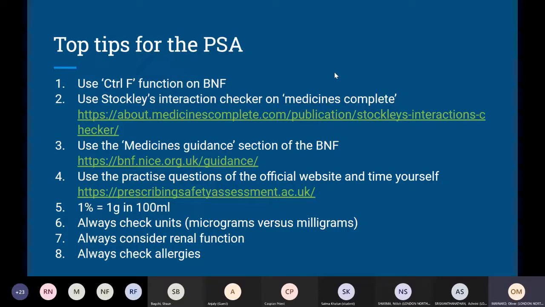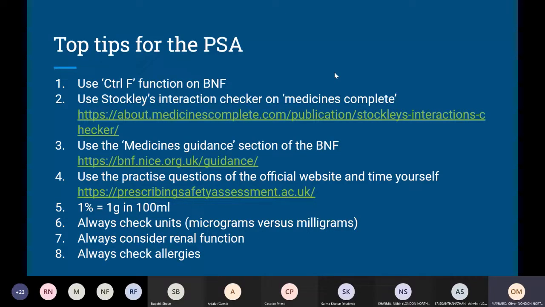So I had both loaded up when I was doing my PSA. So there's the good medicines guidance section on the BNF. So that's where a lot of the information I got today was from. So the palliative care section is really useful. It has all the opioid conversion tables, which obviously there'll be questions on.